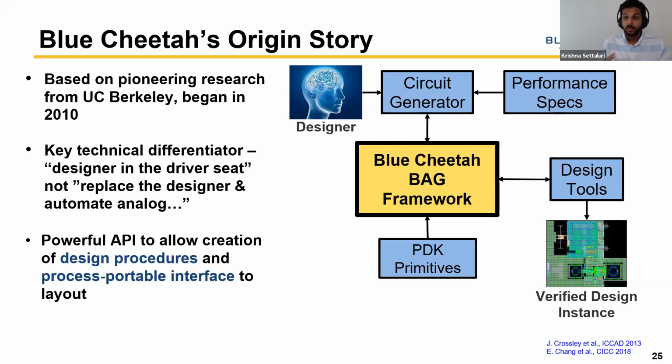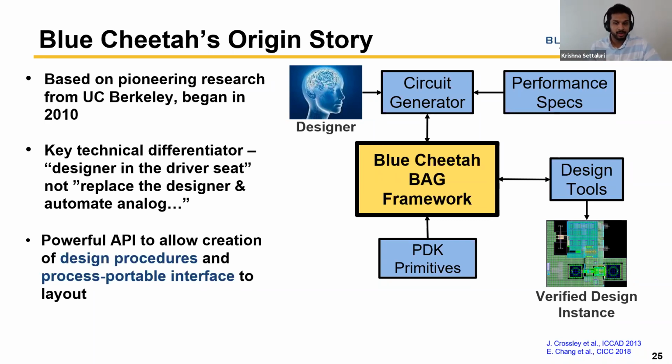These circuit generators can take in performance specs as inputs, right? And depending on what the designer believes needs to happen with those performance specs, the appropriate design can be created, right? The circuit generator itself calls API and functions from the BAG framework, right?